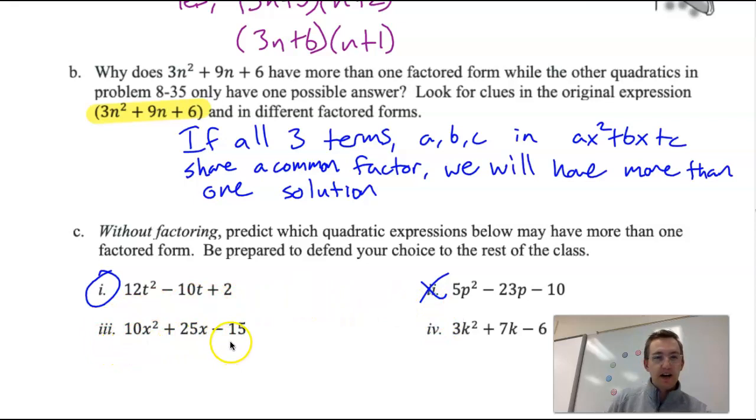10, 25, and negative 15, all divisible by 5. So again, that one is probably going to have more than one factorable form. And last but not least, number 4, we got 3, 7, and negative 6. None of those share a common factor other than 1. So again, probably we'll have one solution for that one, if one at all. So there we go. That's 36. Let's go to 37.